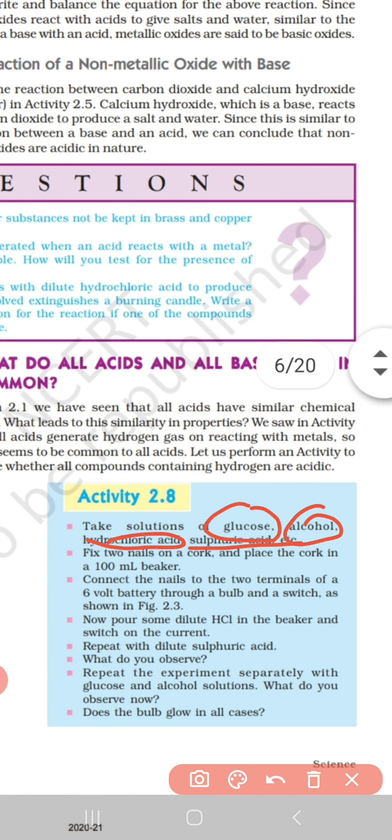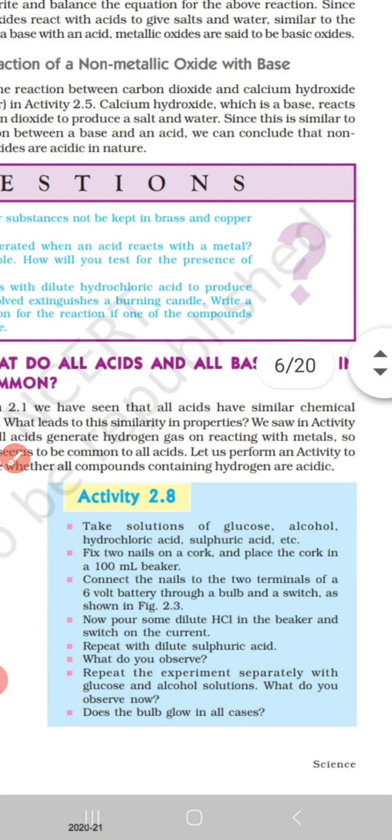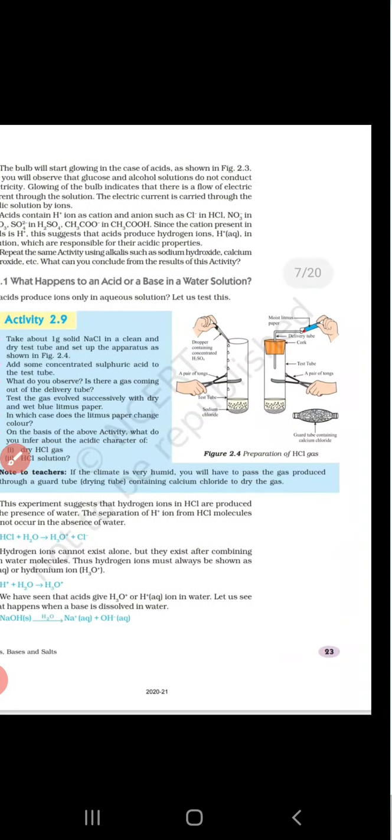Okay, now fix two nails to the cork. रबर cork पे हमें दो nails fix करने हैं and place the cork in the 100 ml beaker. Now connect the 6-volt battery. Now pour HCl into the beaker. Beaker में क्या pour करना है हमें? HCl. Now what do you observe here?